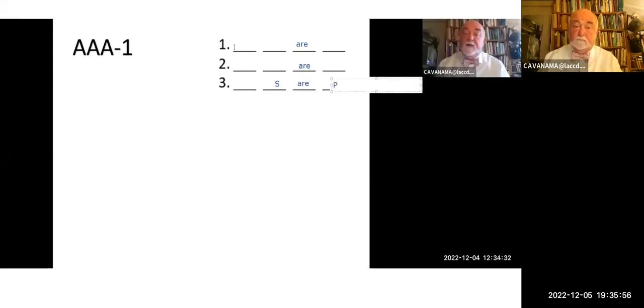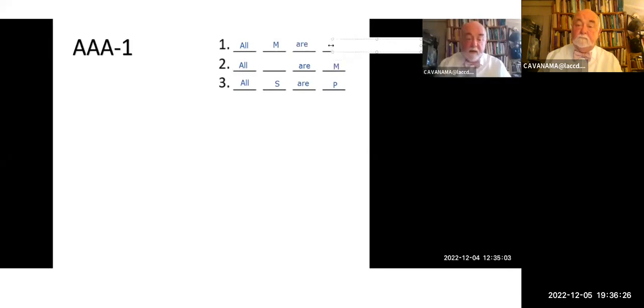Okay, what are our quantifiers? Well, they're the same in every case. They are all, all, and all. Okay, there we go. All right, and now where does our middle term line up? Well, M here and M here for figure 1. And then, of course, P and S.